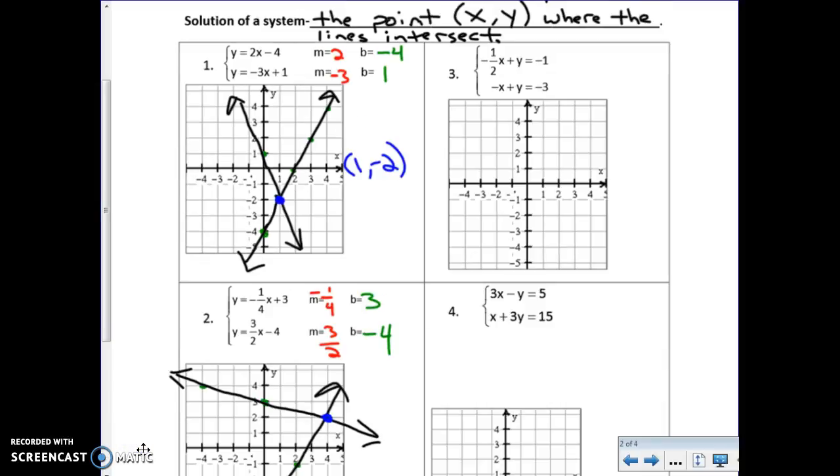Now, for problems 3 and 4, they're a little different. It's the same idea. You're going to graph the 2 lines and look for the point where they both intersect. But what do you notice about the 2 equations? The y values are not by themselves.